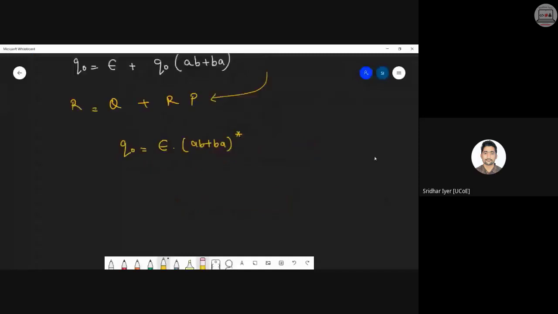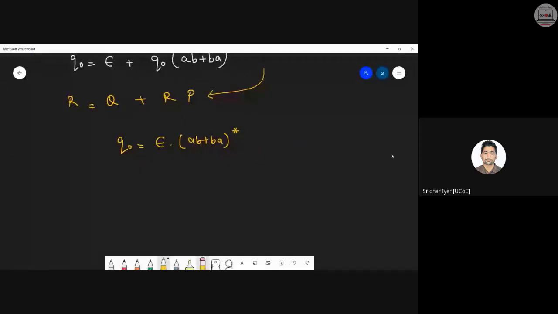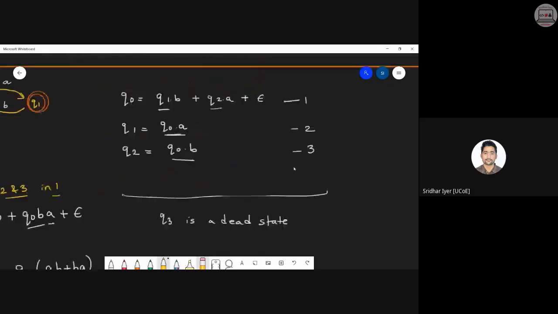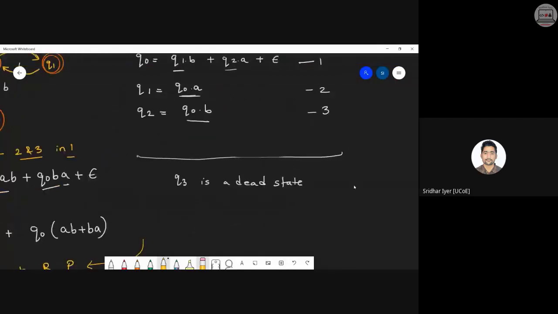Kindly let me know if you're understanding what I'm trying to say over here. Next up, as we all know, anything multiplied by epsilon is that value only. So we get Q0 as (AB + BA)*. Now I know that this is only in terms of alphabets, so I can simply put this value of Q0 in equation 2 and equation 3 and get the answer.